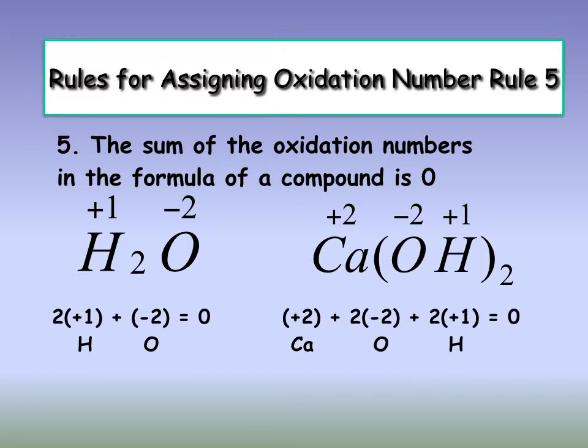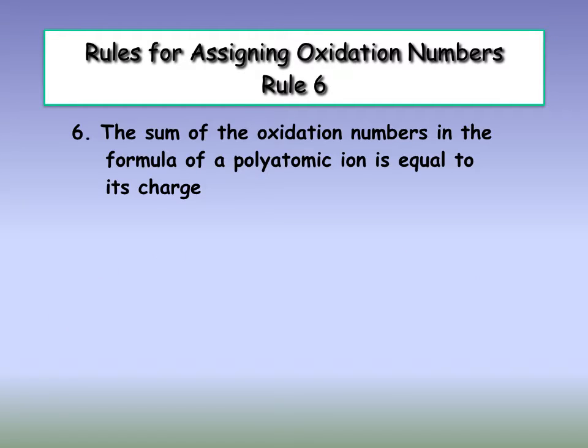Just put it out there. So calcium has +2. You've got 2 oxygens with a -2, and you've got 2 hydrogens with a +1. Add them all together, and that makes 0. The next rule is the sum of oxidation numbers in a polyatomic ion is equal to its charge.